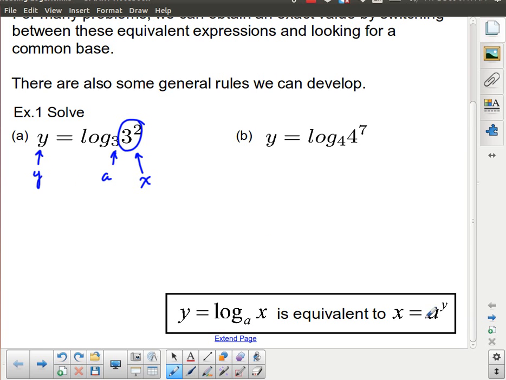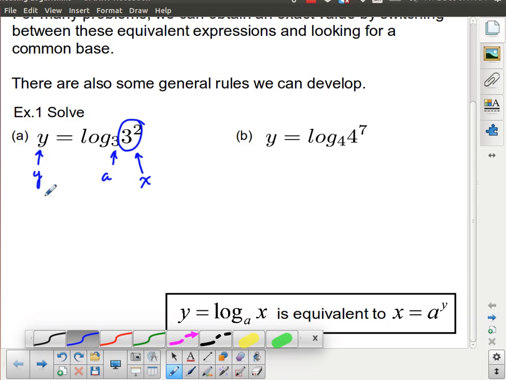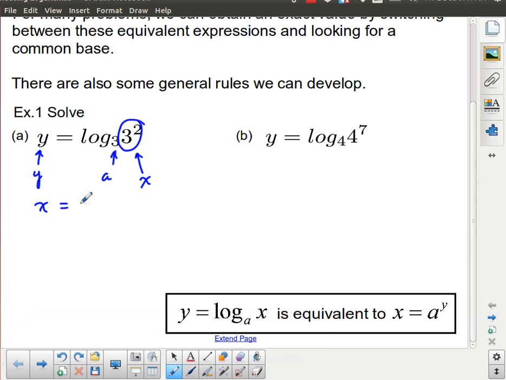Now I'm going to rewrite it in this form. I'm going to say x equals a to the y. And then my x value is 3 squared, my a value is 3, and my y value is unknown, so it stays y. But 3 to the 2 equals 3 to the y. The 3's are the same, so that tells me that y is equal to 2.